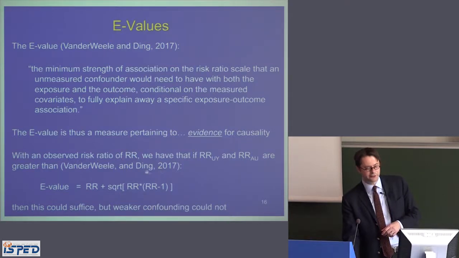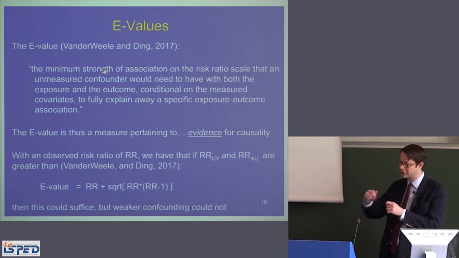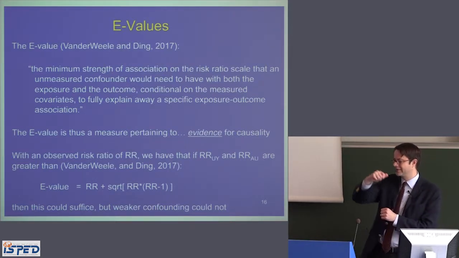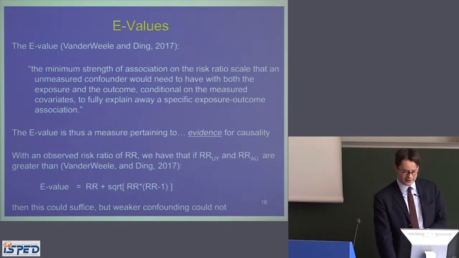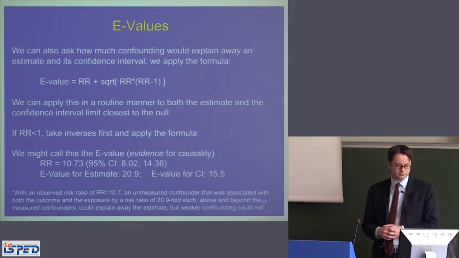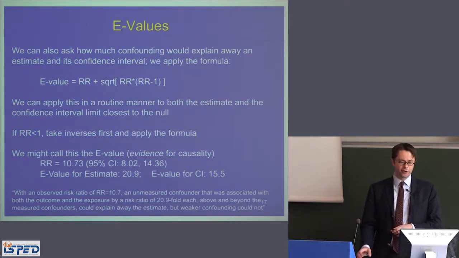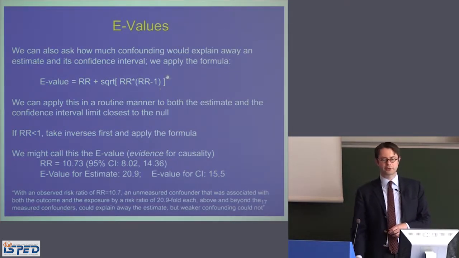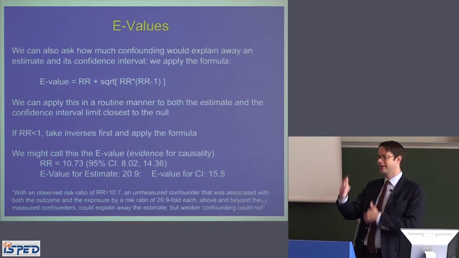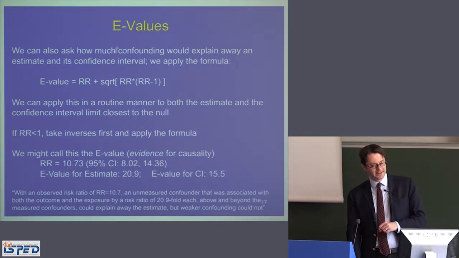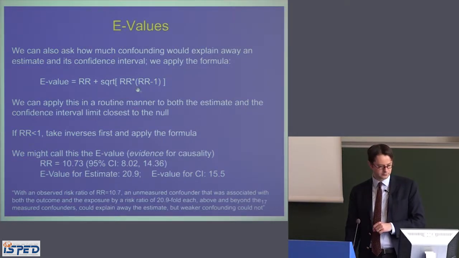And so this quantity here for risk ratios we're calling the e-value. This is the minimum strength of association on the risk ratio scale that an unmeasured confounder would need to have with both the exposure and the outcome above and beyond the measured covariates to fully explain away our association. The formula is applicable for risk ratios greater than 1. If the risk ratio is less than 1, then you take an inverse first and then apply the formula.